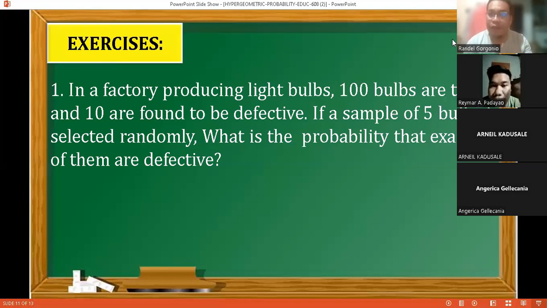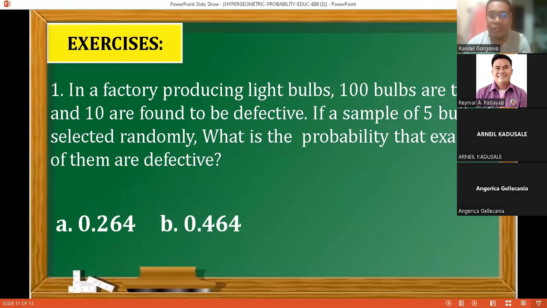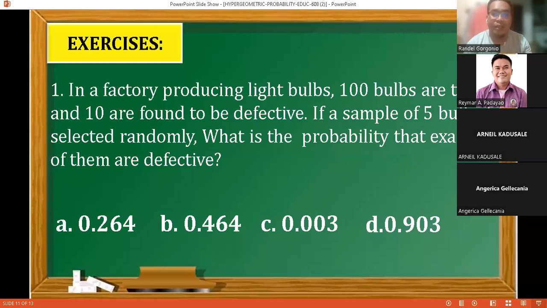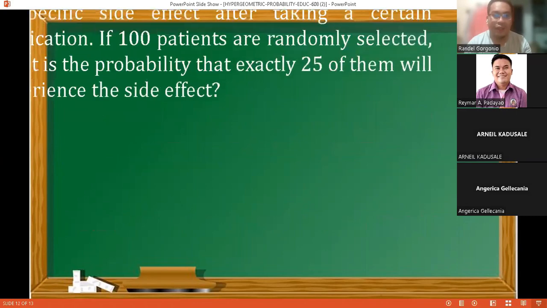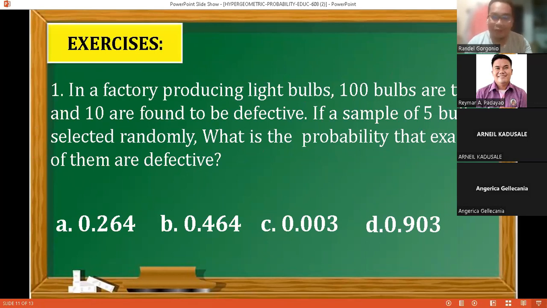Hopefully you are following with us. Letter A is 0.264, B is 0.464, letter C is 0.003, and letter D is 0.903. I want you to choose which is the correct answer for this problem. Just keep it for yourself.